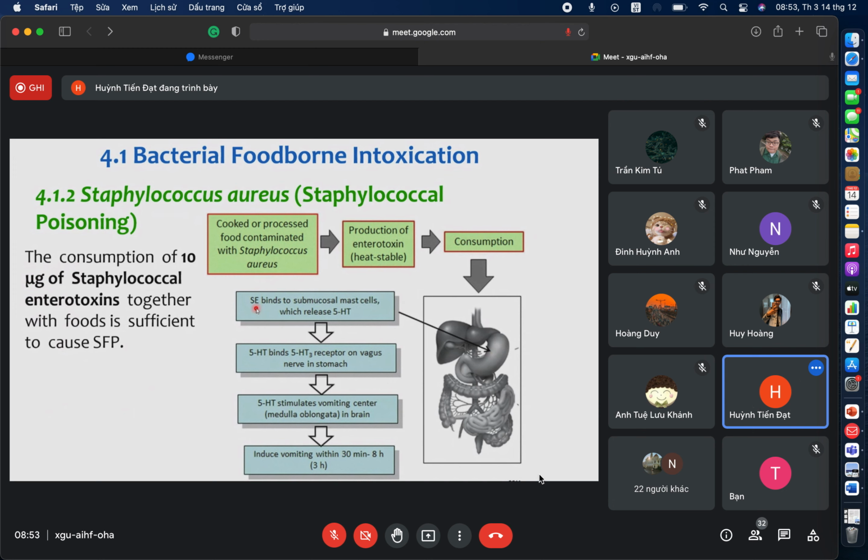The toxin binds to the mucosal cells and is released, and it is heat resistant, heat stable. It affects the stomach and interacts with brain function. They generate vomiting because of the response from the brain: they stimulate the vomiting center in the brain, and that leads to a lot of vomiting within 30 minutes.